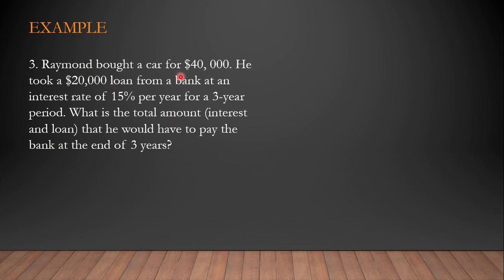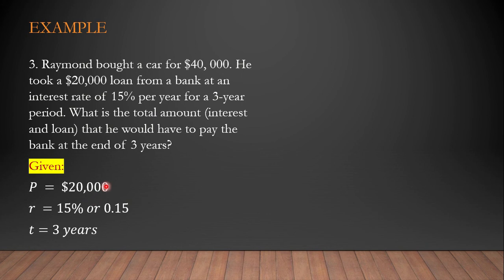What is P? Is it $40,000 or $20,000? So the principal is $20,000 kasi ito yung niloan ni Raymond sa bank. And yung $40,000 po is ito yung price ng car na binili ni Raymond. Ganyan. And then the rate is 15%. Converting to decimal, this will be 0.15. The time is 3 years.